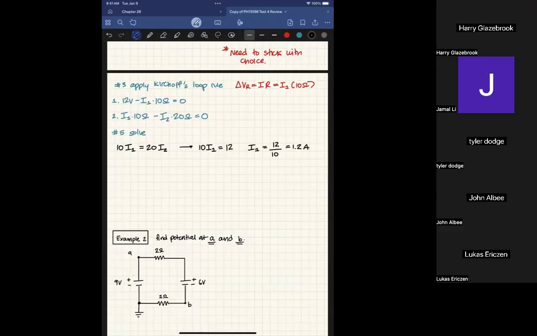So I'm going to plug that in for I1 on this side. So we get 10 times 1.2 amps divided by 20. And that's going to equal I2. So I2 is just 12 over 20, which is just 0.6 amps. And now when you put that in, you're just like, okay, the current flowing through the 20 ohm resistor is 0.6 amps. Cool. Any questions about that?